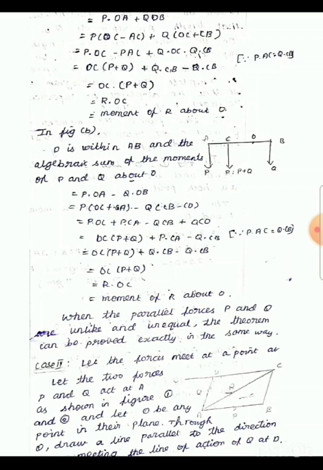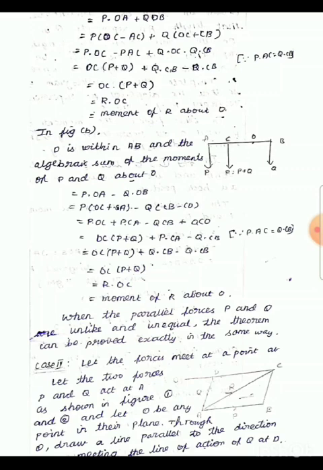Here P dot AC is equal to Q dot CB, so we replace it and take OC as common. We get OC of P plus Q, plus Q dot CB minus P dot AC, and we cancel these two terms. We get OC into P plus Q. P plus Q is nothing but the resultant force R. Finally we get R dot OC, which is the moment of R about O.